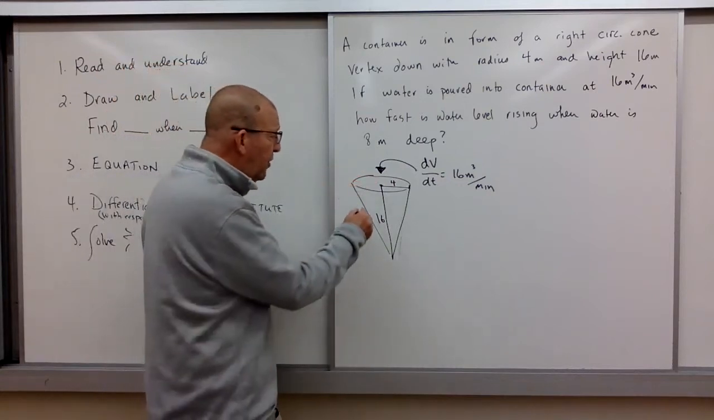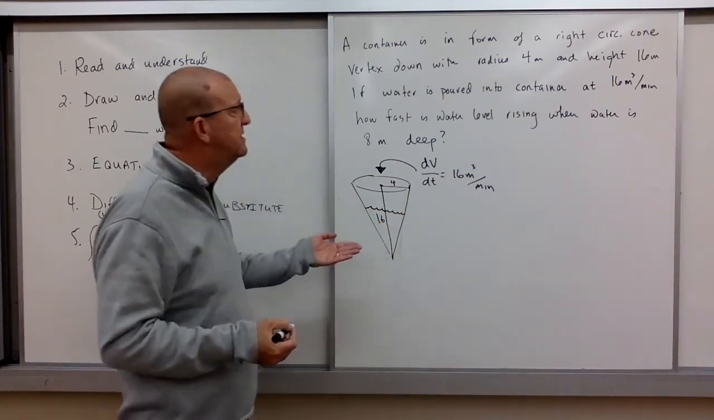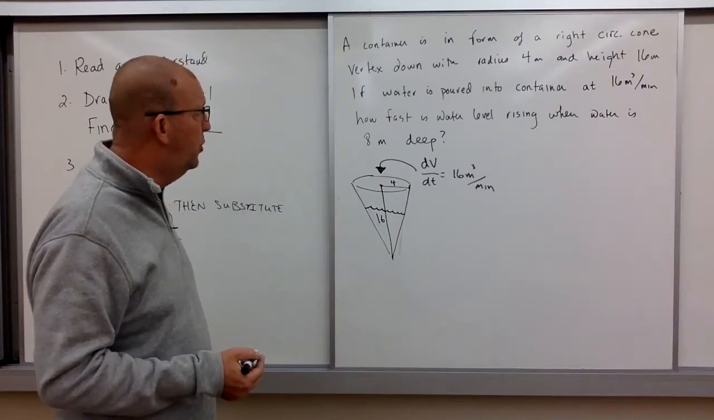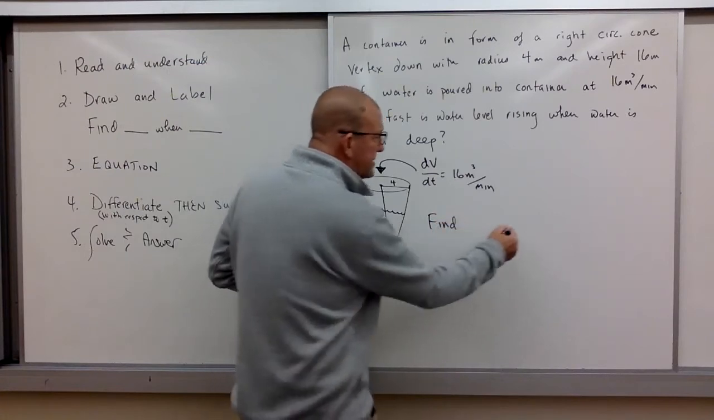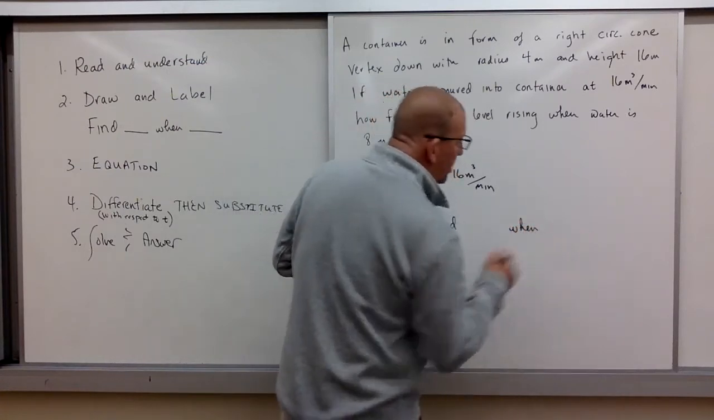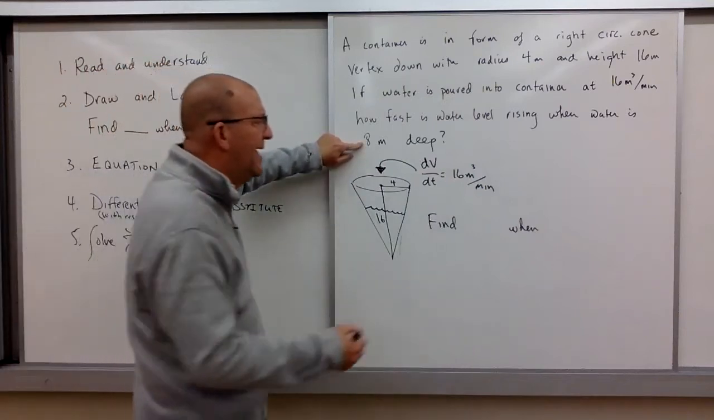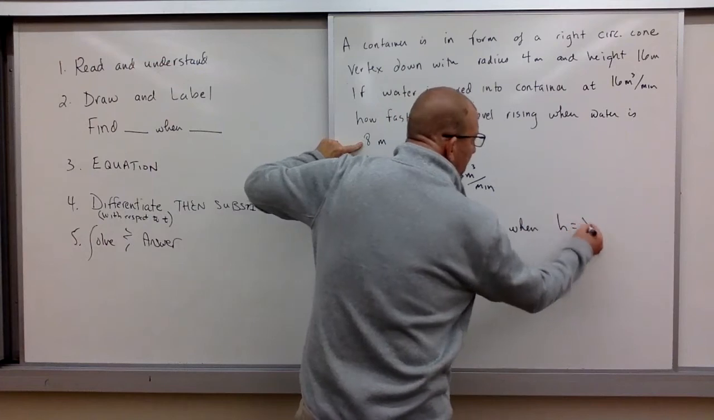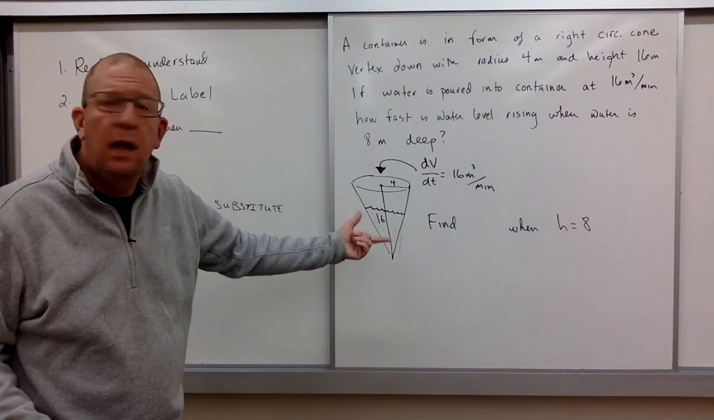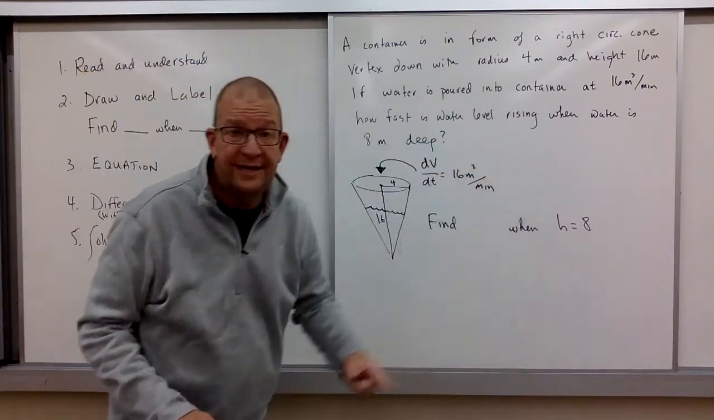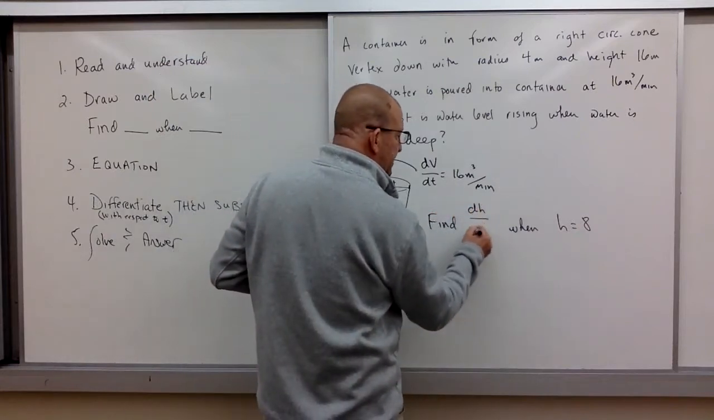And sure enough, we want to know how fast is the water level rising when the water is 8 meters deep? Find what when what? Well, I know when the water is 8 meters deep. What would that be? That would be h. And we want to find the water level rising. That's a change. That's right. dh/dt.